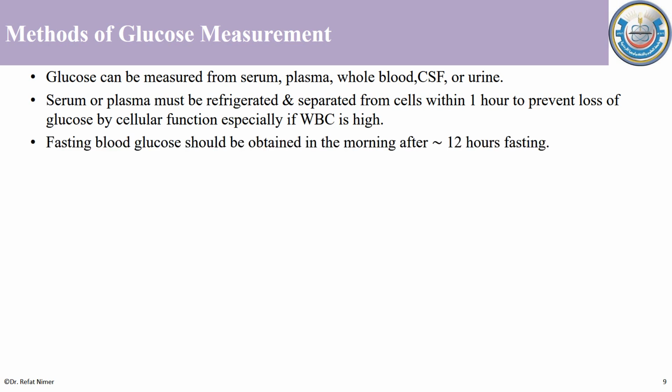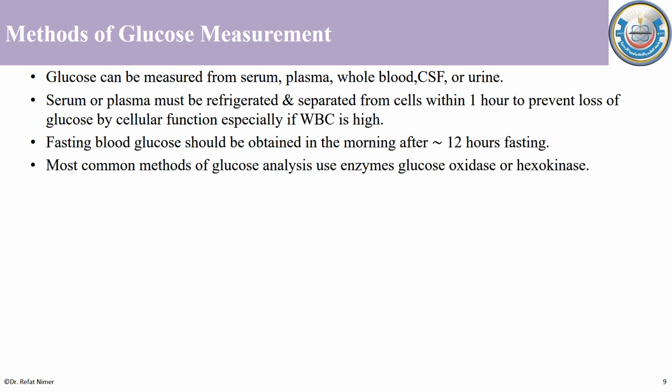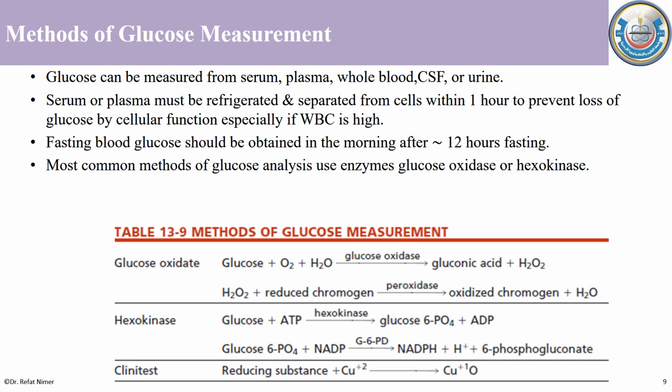The fasting blood glucose should be obtained in the morning after 12 hours fasting. Most common methods of glucose analysis use the enzyme glucose oxidase or hexokinase. So you can use the glucose oxidase method or the hexokinase method.